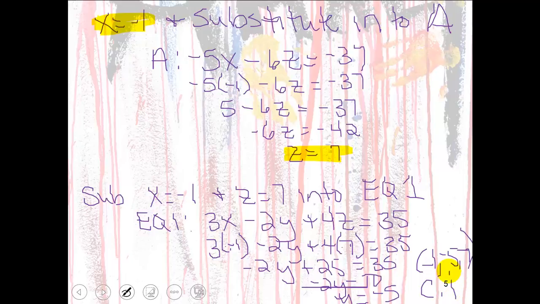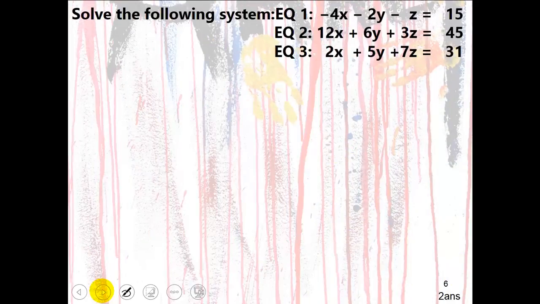Now I'm going to show you what it looks like with a three variable system when everything drops out and you're left with either an inconsistent or a consistent dependent. I'm going to do one of each, all right? So in this system, again, this is just how I label them, equation 1, equation 2, and equation 3.